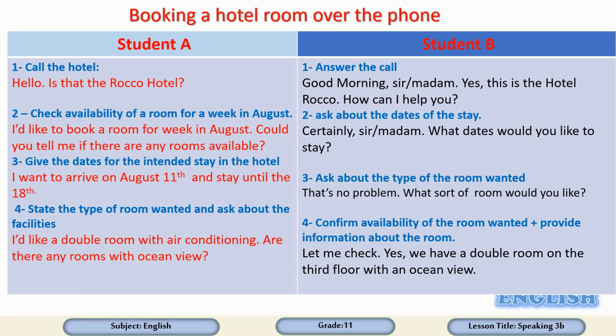Student B will confirm the availability of the room wanted and will provide information about the room. He or she can say, "Let me check. Yes, we have a double room on the third floor with an ocean view."